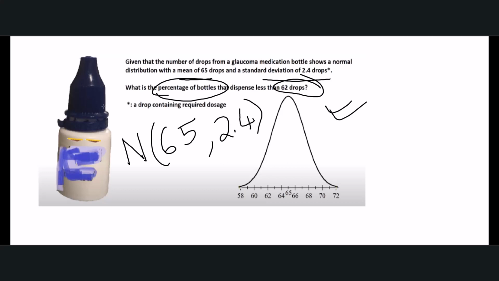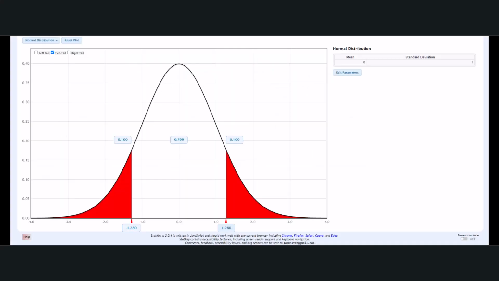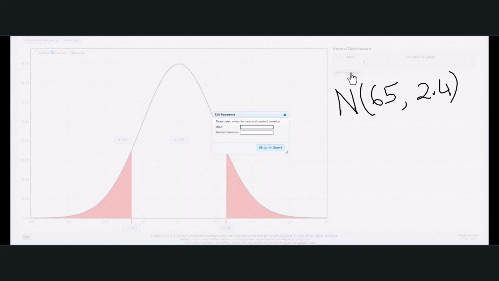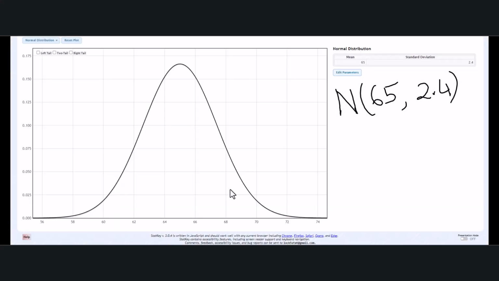So let's see how we would use STATKEY for this. Here we are back to STATKEY, and it shows the standard normal, and what we would like is a normal distribution with mean 65 drops and a standard deviation of 2.4 drops. So what we would do is change these edit parameters. The first one asks what we want the mean to be. I want it to be 65, drops being our unit here. So it just changes it to this format.